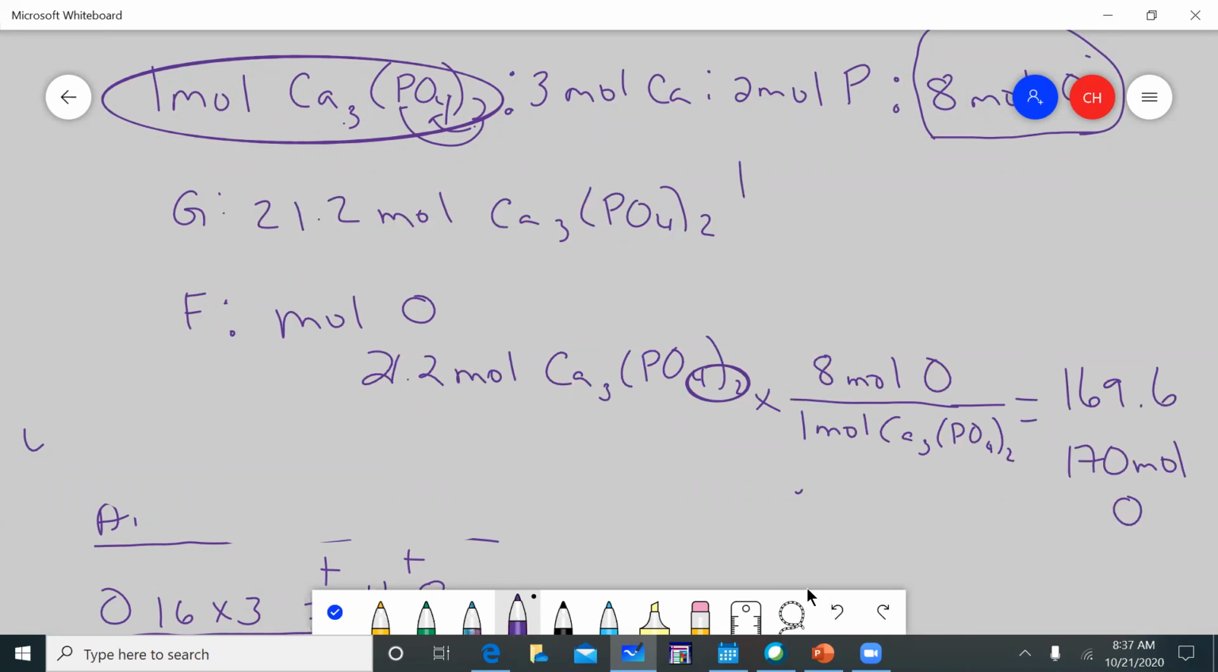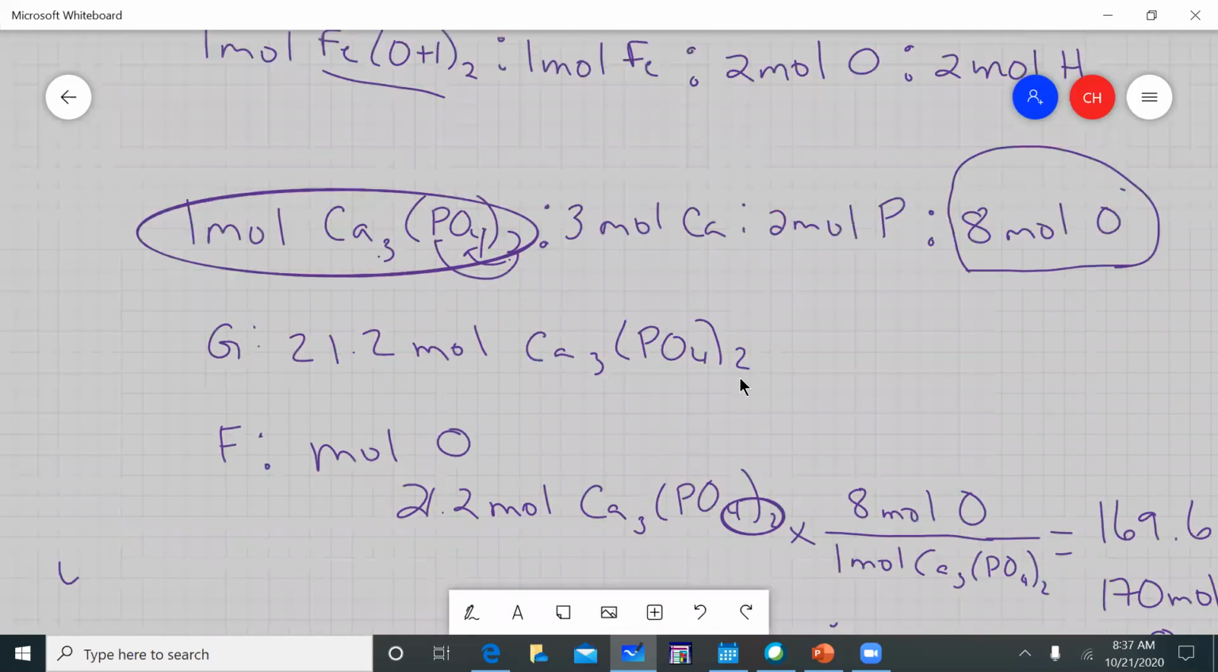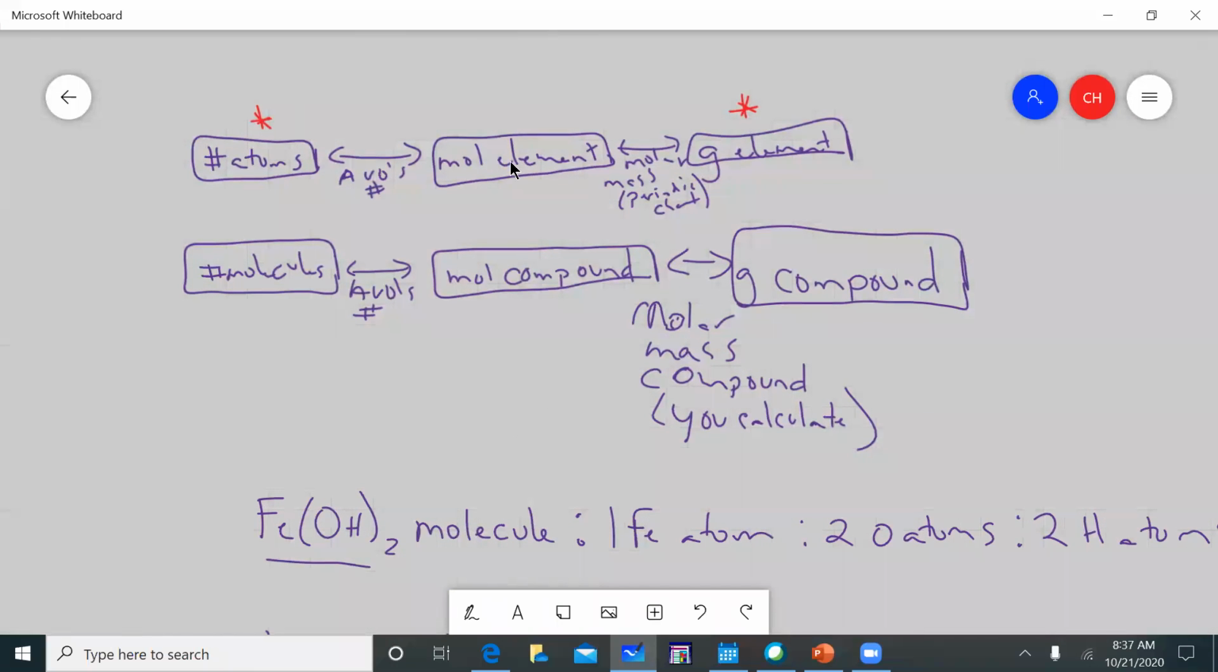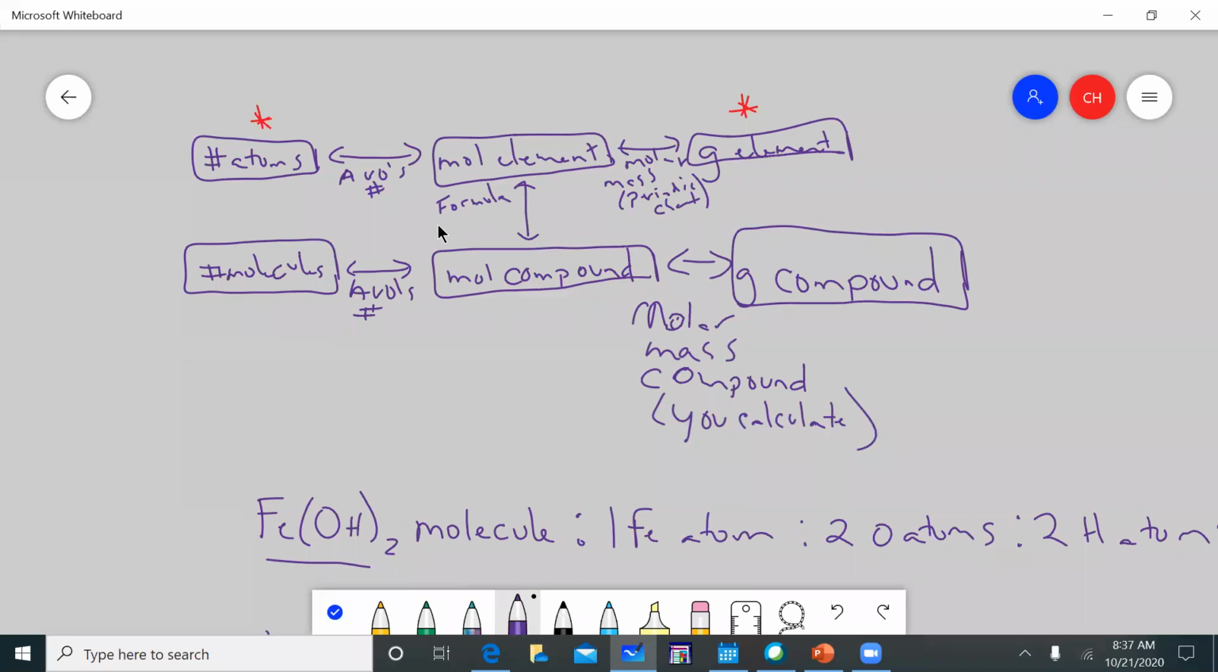Okay. So now we've got a nifty way. We're going to go back up to that flow chart, and we have a way of going from moles of an element to moles of a compound, or vice versa. So let's fill in here a little arrow. And in order to do this, we use the formula, or formula subscripts.